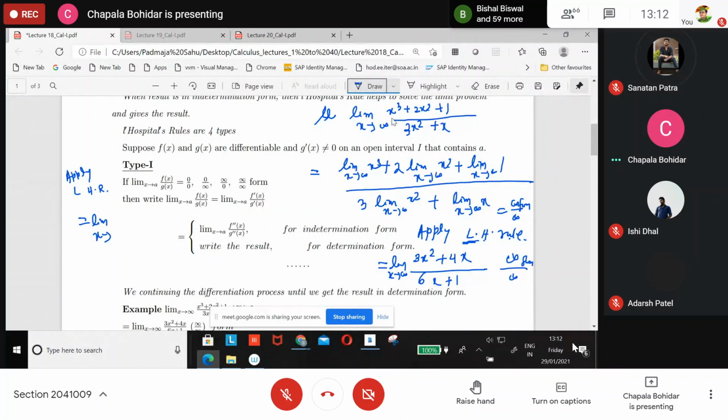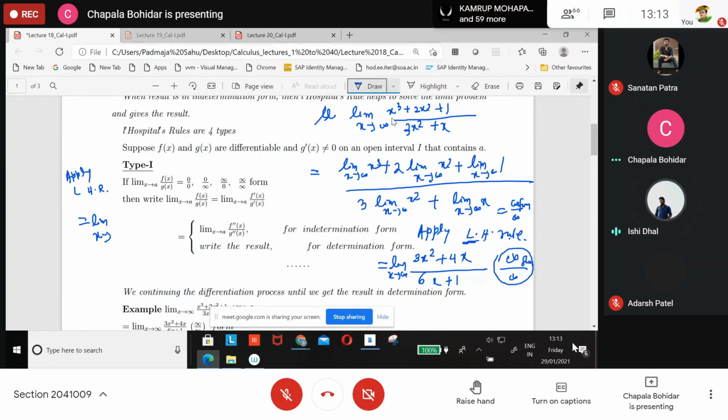Yes, ma'am. So here, by differentiating, we get this value. Again, limit x tends to infinity. If you write it this way, what are we getting? Which form? This form or not? Infinity by infinity, ma'am.